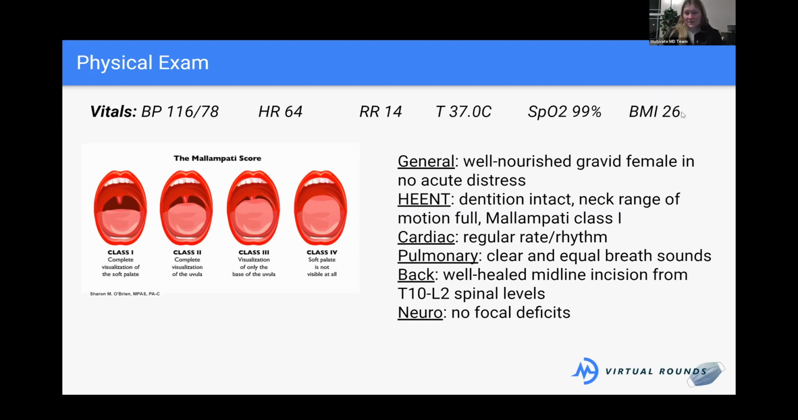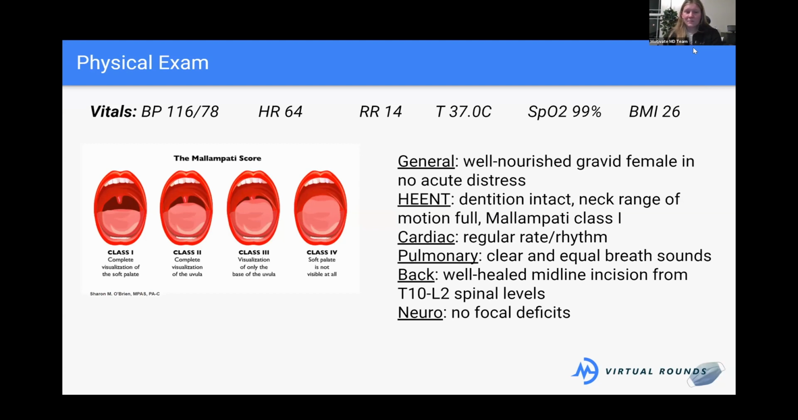Her BMI is 26, which is technically above 25, which is the cutoff for, quote, being overweight, but she is pregnant. She's 9 months pregnant. And she's a marathoner. So we can assume that she is not a very obese person. And so for our physical examination, we do a very focused exam, focusing on the head and neck area, which is probably the most relevant to anesthesia.